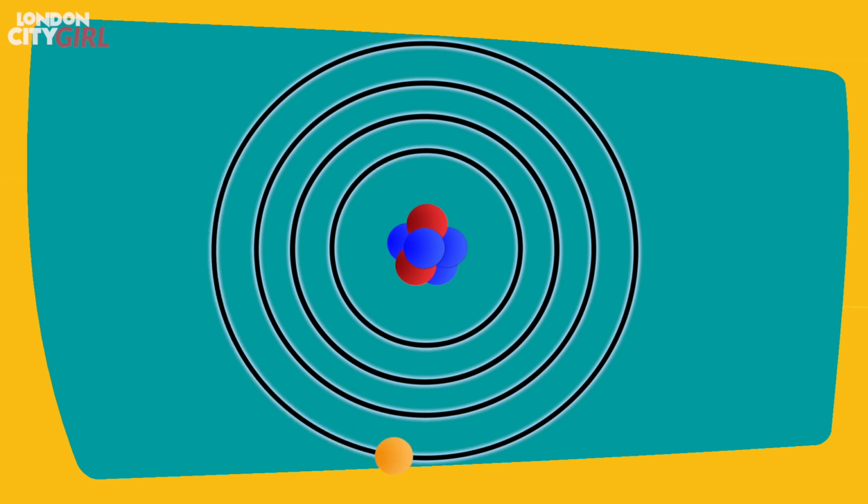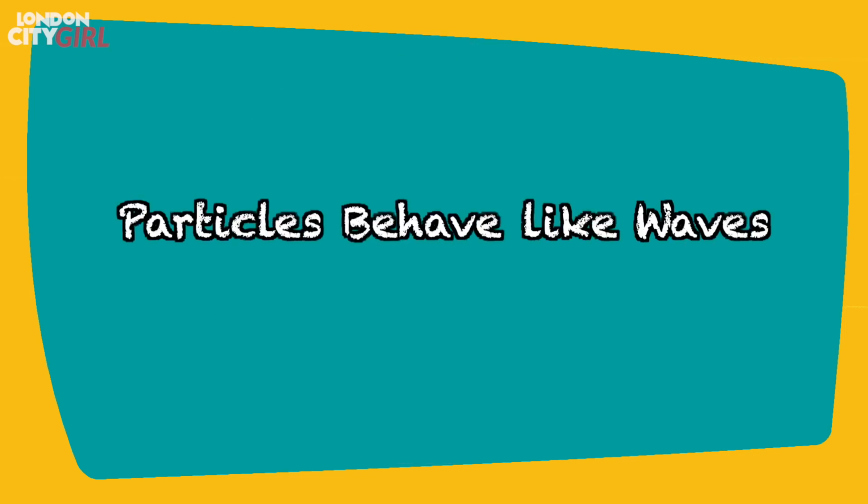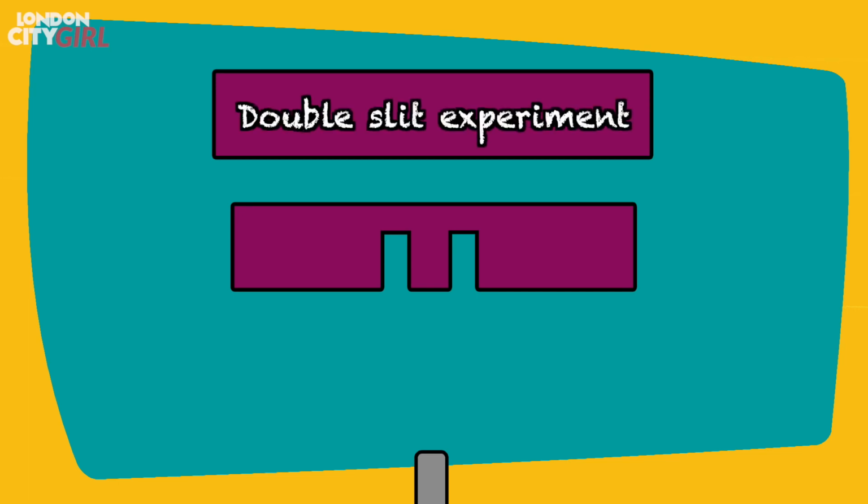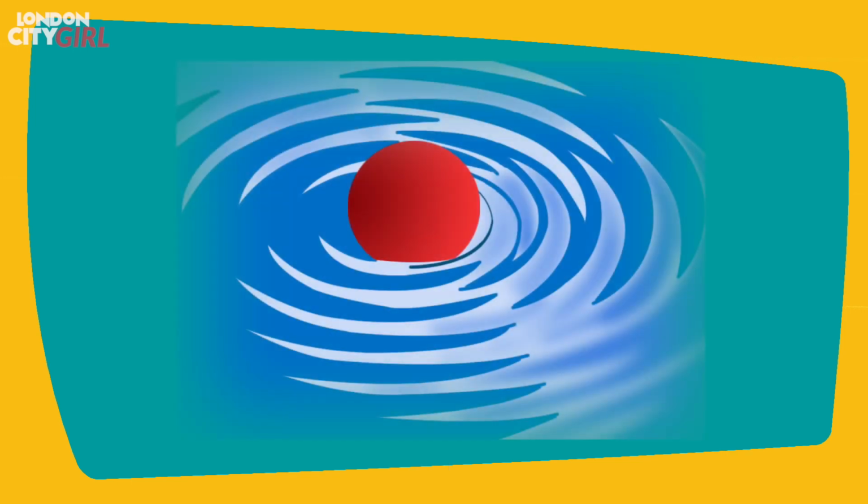In essence, there are places within the atom that the electron will be likely to be, and other places where it won't, as energy is being absorbed and released in discrete units. Particles behave like waves. There's a famous experiment in quantum physics called the double-slit experiment, which exposed something about particles that still surprises us today. Particles display both particle-like and wave-like behavior.